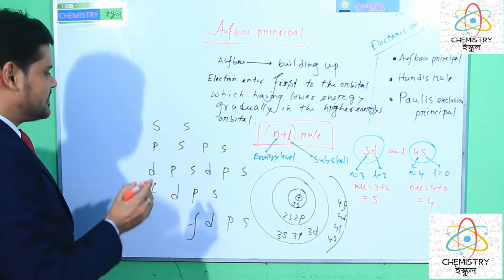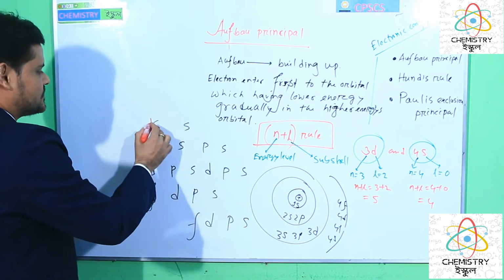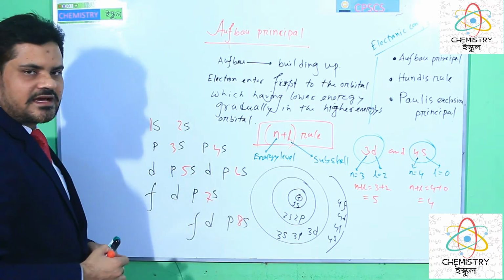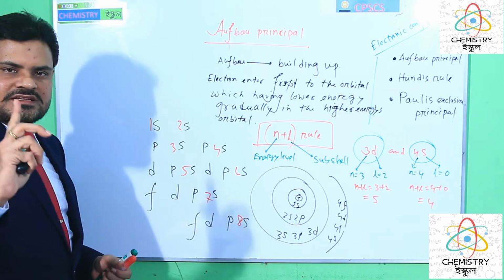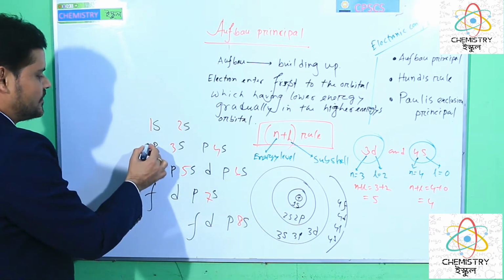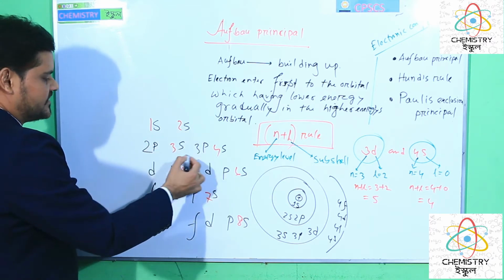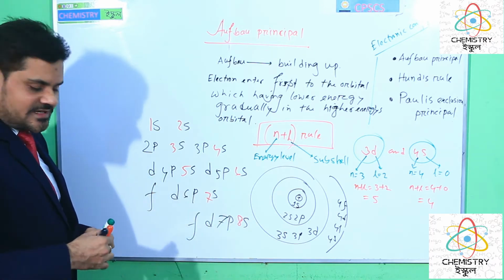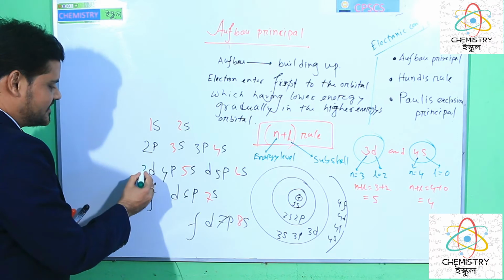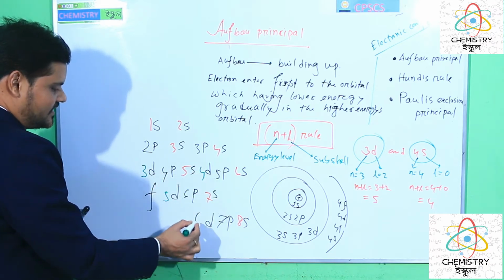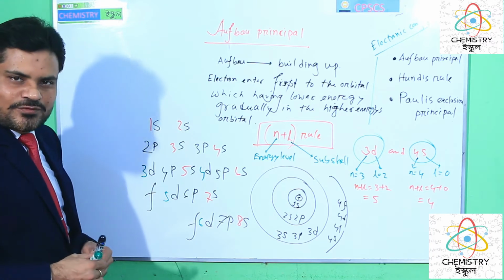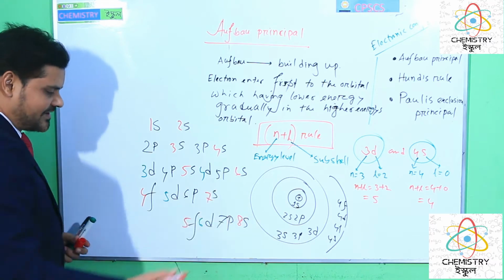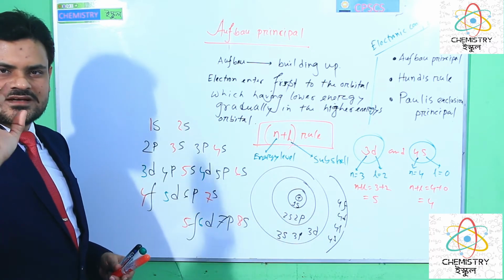If we number the s first from 1, this is 1, 2, 3, 4, 5, 6, 7, and this is 8. And now we number the p orbital from 2: this is 2p, 3p, 4p, 5p, 6p, and 7p. Now the d orbital we start from 3d, 4d, 5d, and this is 6d. And for the f orbital we start with 4f and 5f, like this. This is the arrangement of the orbitals.